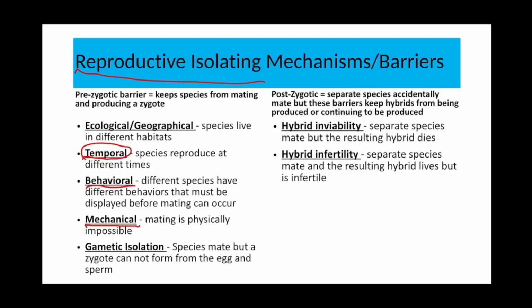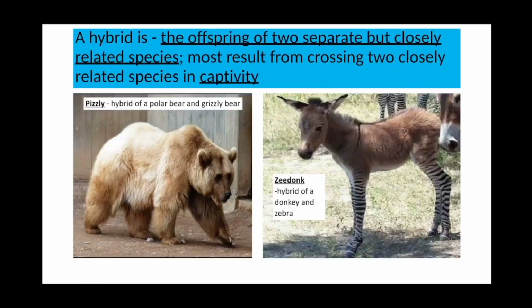Maybe the size gets so different that physically they can no longer reproduce. Or maybe the species mate, but a zygote cannot form from the egg and sperm because the gametes are too different. And then post-zygotic, if a zygote forms, maybe the resulting hybrid just dies. So the hybrid is inviable. Or maybe the offspring, the hybrid, is infertile. So two different species breed, and their offspring is healthy, vibrant. Maybe it even does well, but it can't breed. Well, in that case, it's just going to die. So these are different prezygotic and postzygotic barriers to reproduction.